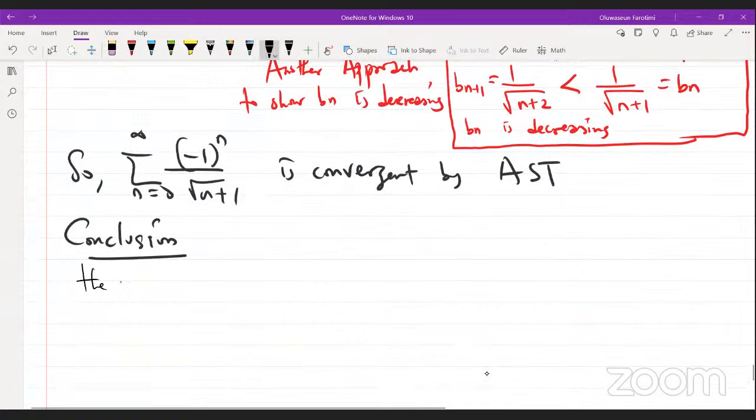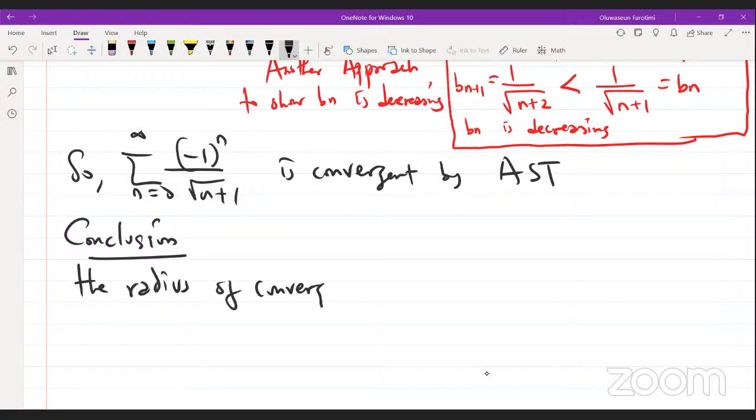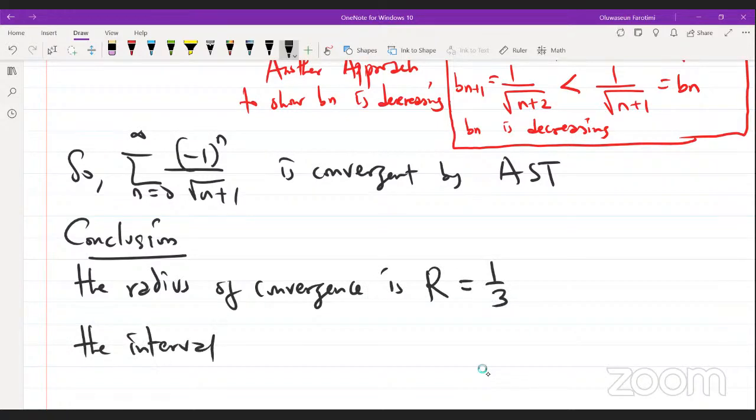Conclusion, the radius of convergence is r equals 1/3. What about the interval of convergence? How do you know the interval? Keep in mind, if you look at the previous example we did, we're looking for the interval of convergence, which we did call the domain at that point, right? Where you test the endpoints.